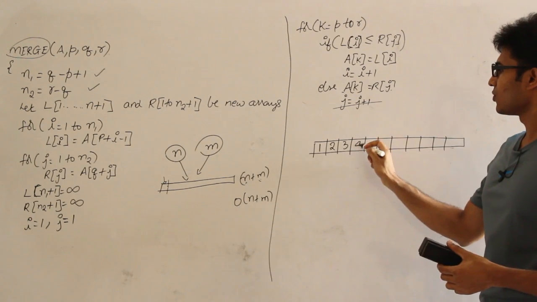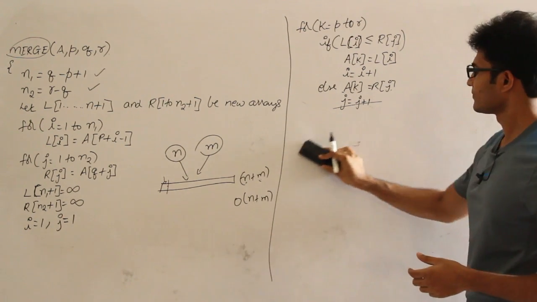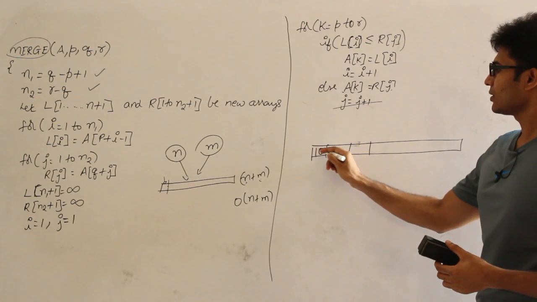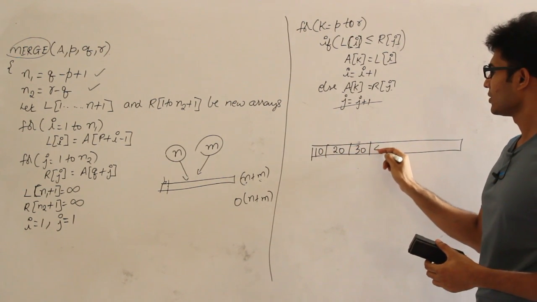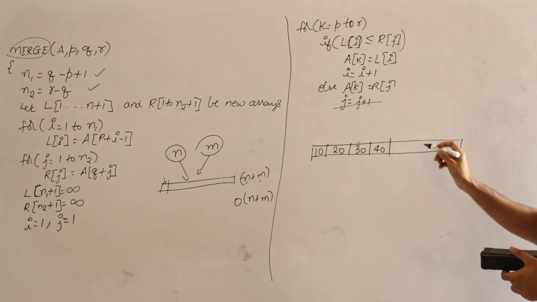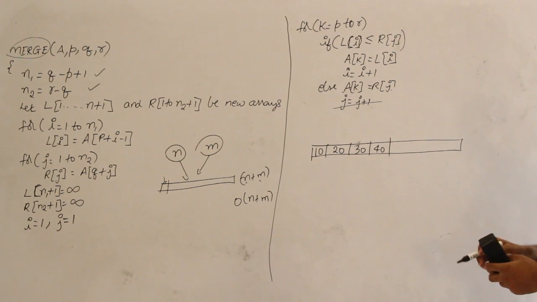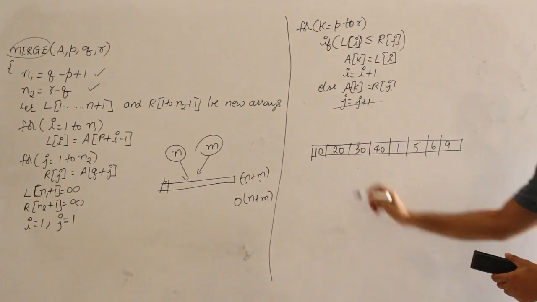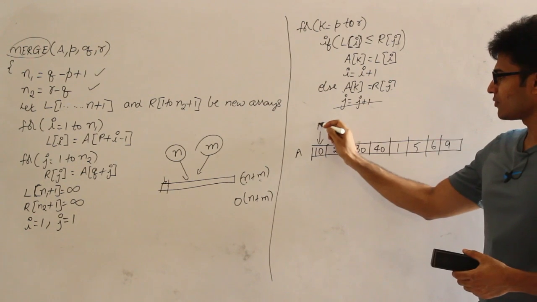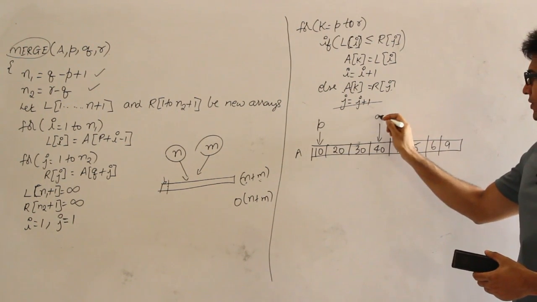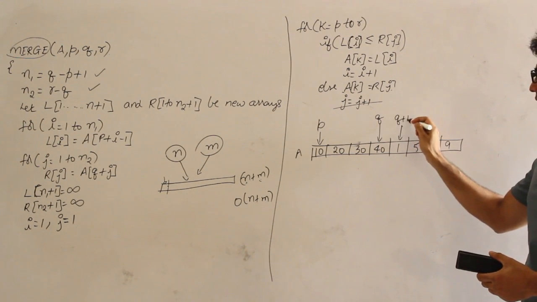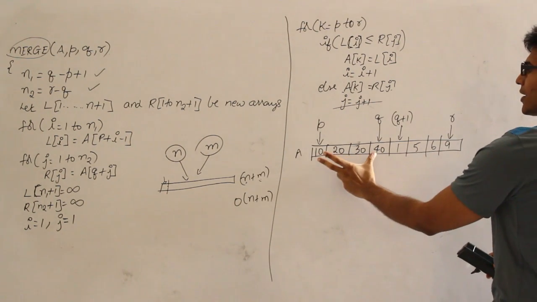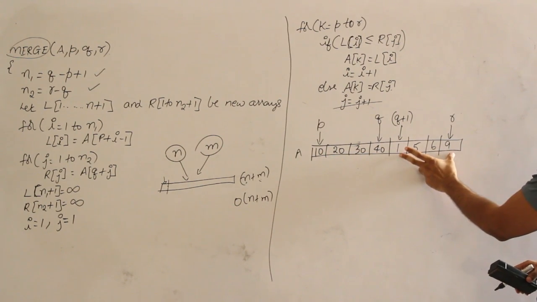One, two, three, four, or the given array contains 10, 20, 30, 40, and then the next elements are 1, 5, 6, 9. Okay, and this is A, and P is the beginning of one sorted list and Q is the ending of that sorted list, and Q plus 1 is the beginning of the next sorted list and R is the ending of it, right? Now this means that from P to Q I have one list which is sorted, and from Q plus 1 to R I have another list which is sorted.